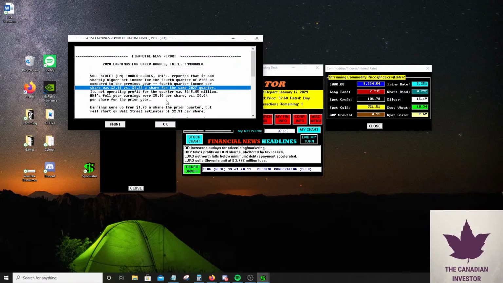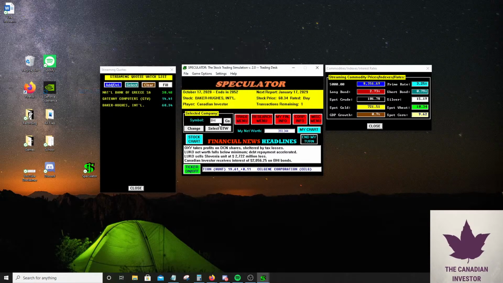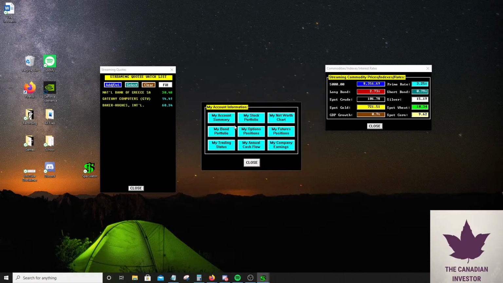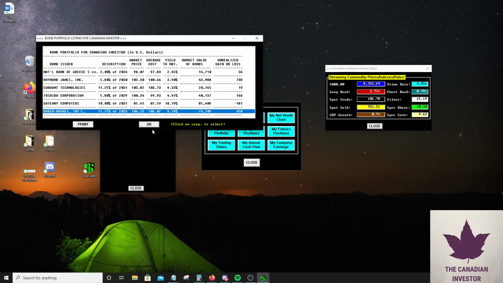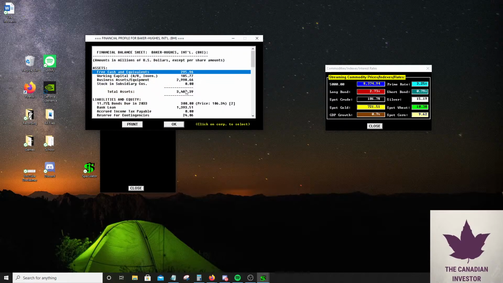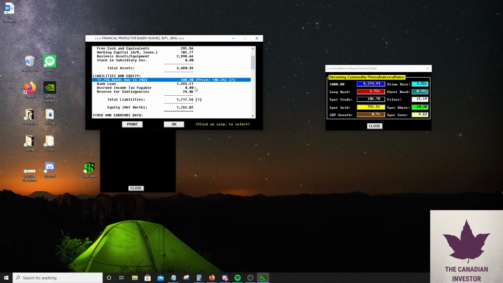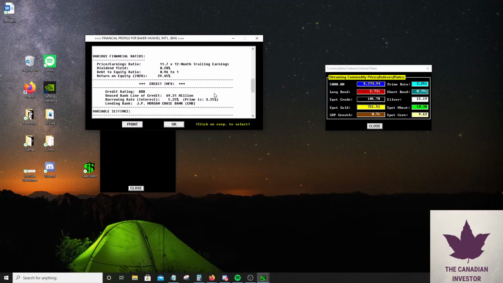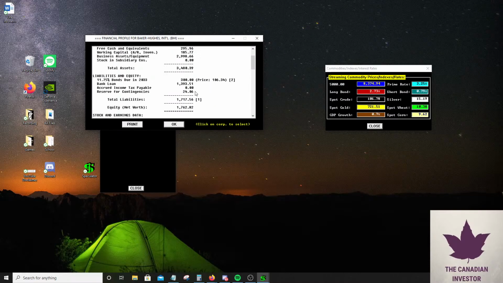$2 a share in earnings. So that's about $215 million that they're adding to their liquidity. So if I look into the actual company, Baker Hughes, they should have an extra $200 million just in cash. They do. So they're actually able to pay it back. They have a bit of money in their line of credit, so they can borrow money to basically pay me back.